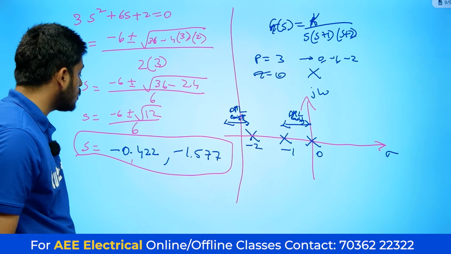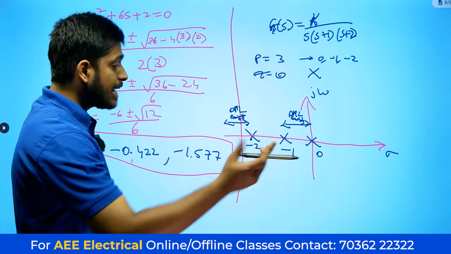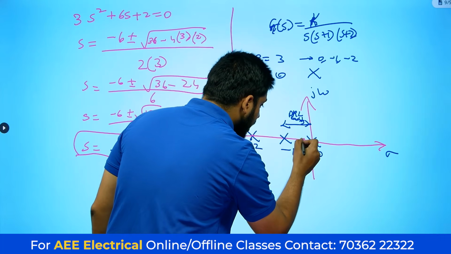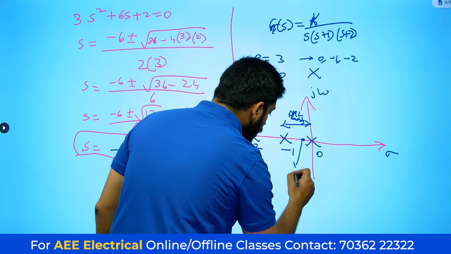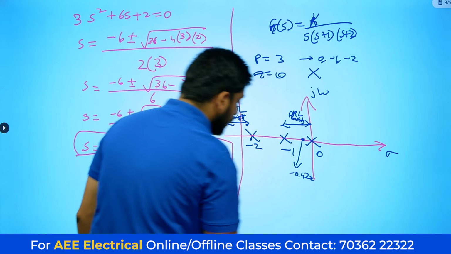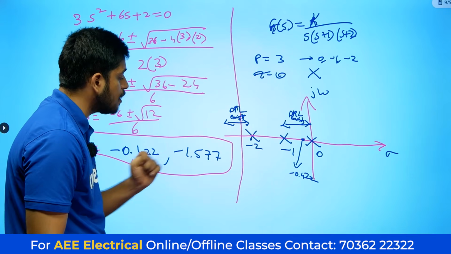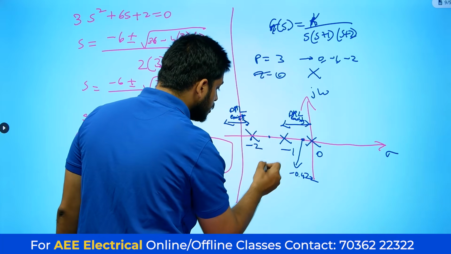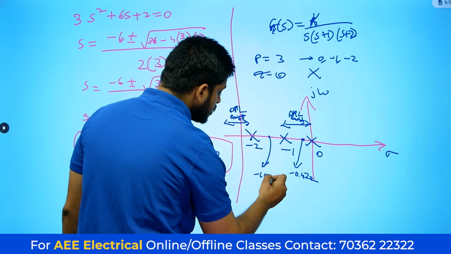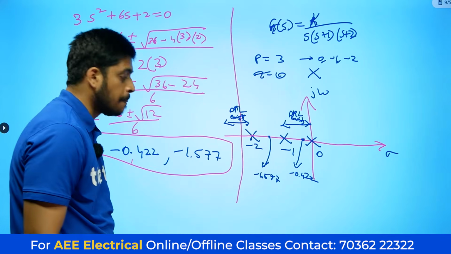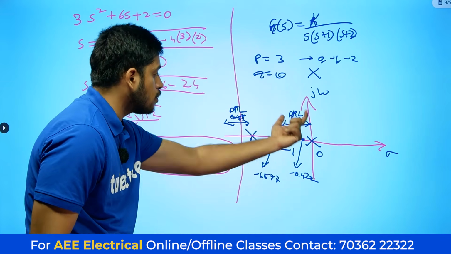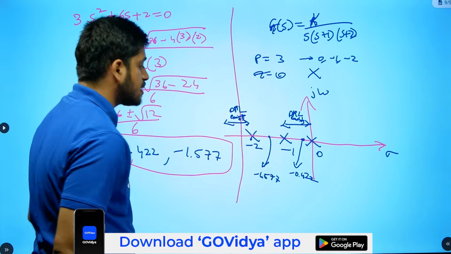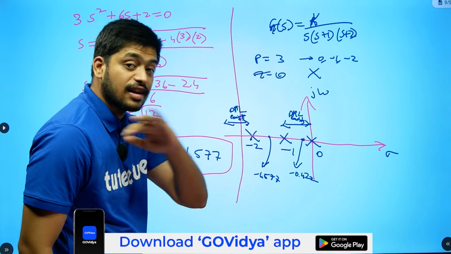Where would minus 0.422 lie? Exactly here. This is the point where minus 0.422 lies. Next, minus 1.577 lies somewhere in between here. You can clearly see minus 0.422 lies between 0 and minus 1, where the root locus exists, but minus 1.577 lies between minus 1 and minus 2, where the root locus does not exist.